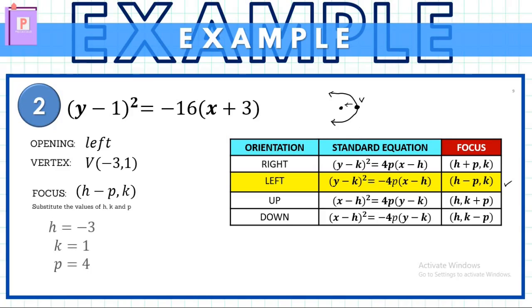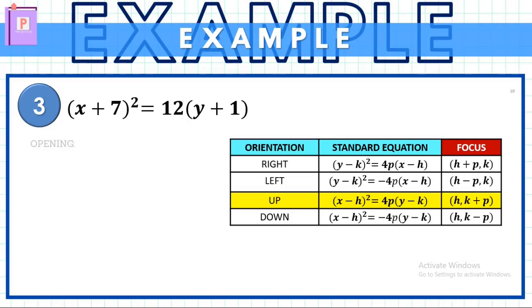So let's identify the values of h, k, and p. H is -3, k is +1, and p is equal to 4. Now, for p here is identified as -16, so p is equal to +4. After that, simply substitute the values. H is -3 minus p, which is 4, and then k is equal to 1. Substituting further, the focus will be found at -7, +1.